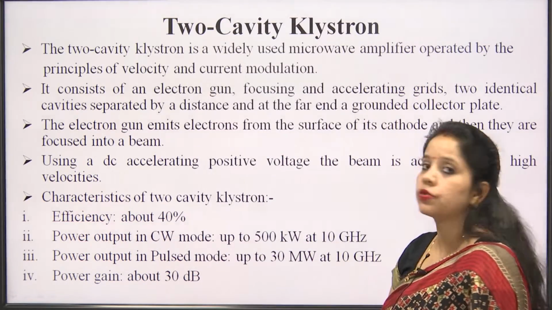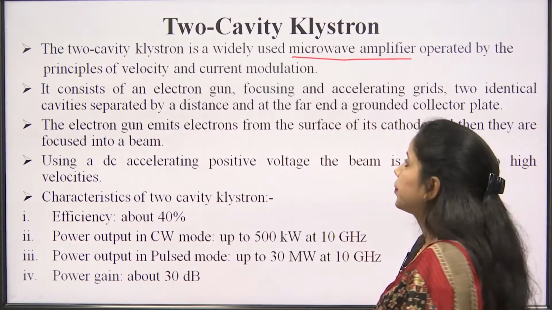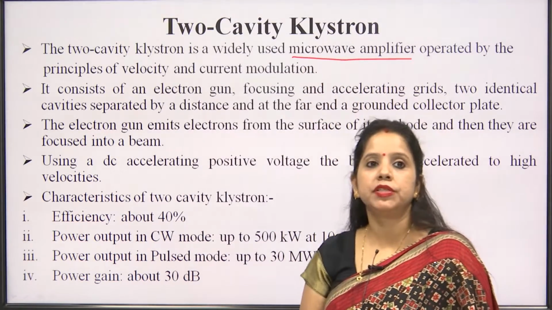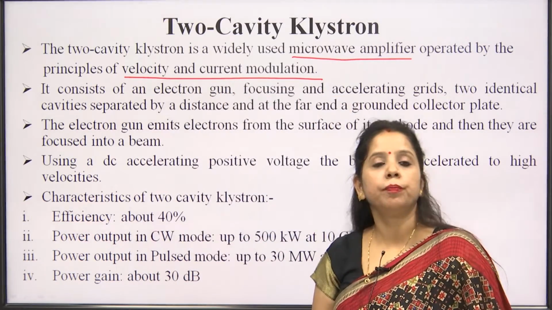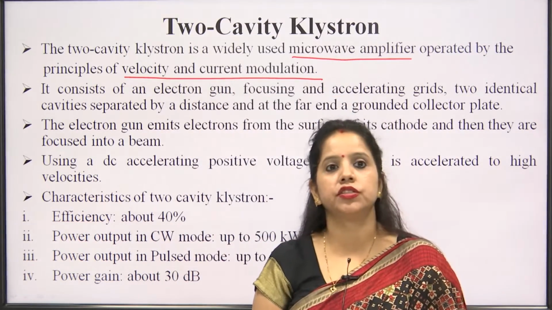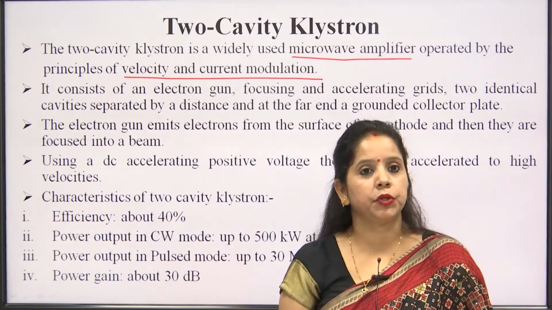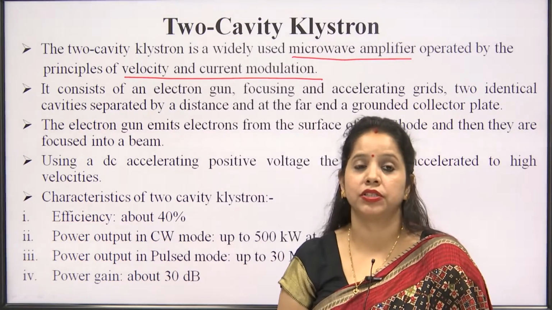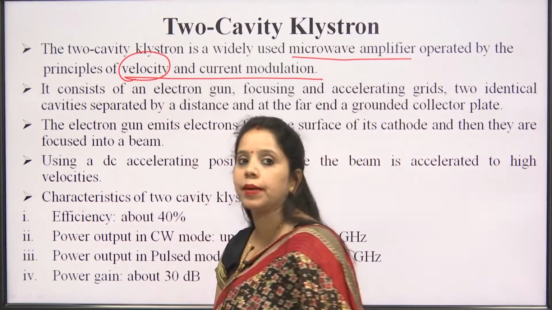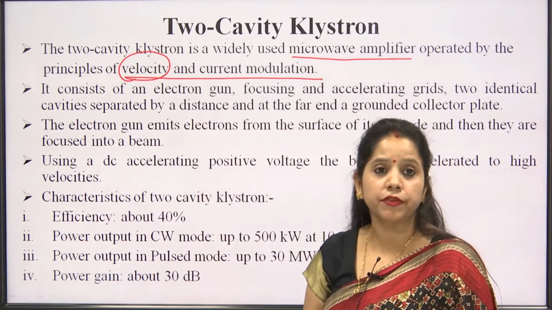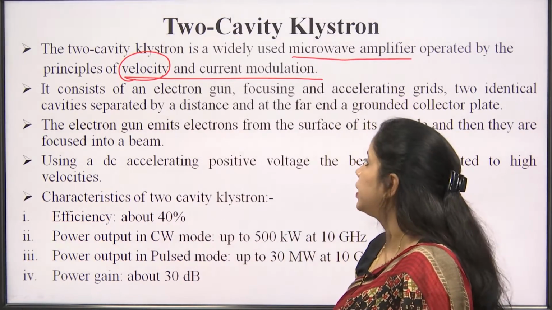The two-cavity klystron is a widely used microwave amplifier, which operates on the principle of velocity and current modulation. Till now, as a student of communication engineering, you have studied different types of modulation techniques, for example amplitude modulation, phase modulation, frequency modulation. But this velocity modulation concept comes into existence for the first time for you, in the case of a microwave two-cavity klystron.